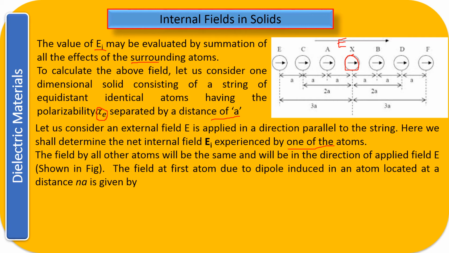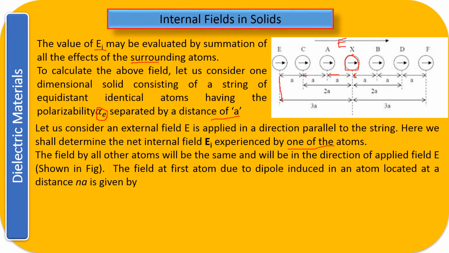This is what I am writing. The field by all other atoms will be the same, and will be in the direction of the applied field. The field at the first atom is due to the dipole induced in an atom located at a distance Na. Here the interatomic distance we have taken as A. So going to the first atom, the distance is 1A. If you go to the second atom, the distance is 2A. If you go to the third atom, the distance is 3A. If you have gone to the nth atom, the distance will be Na.